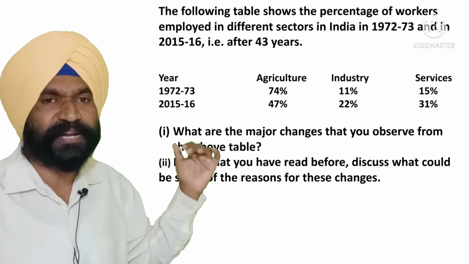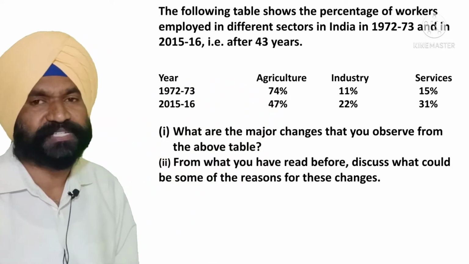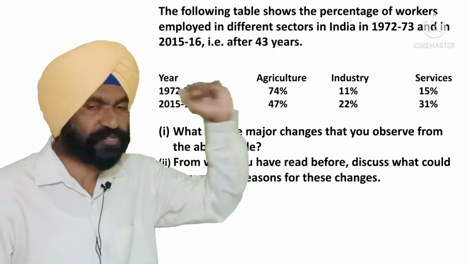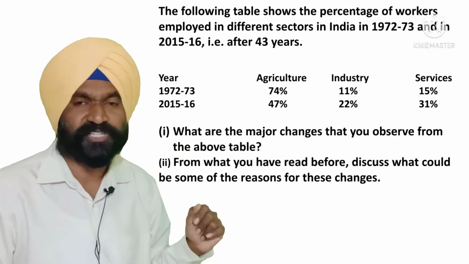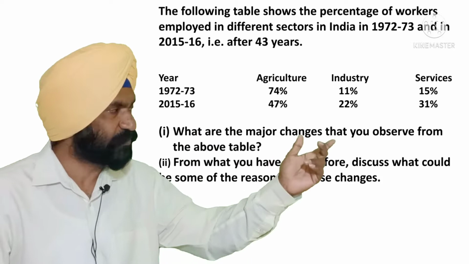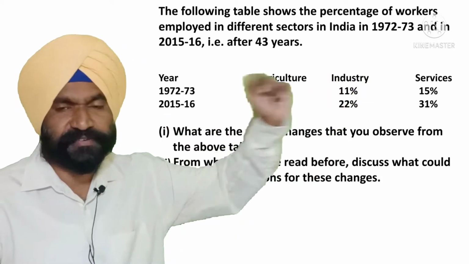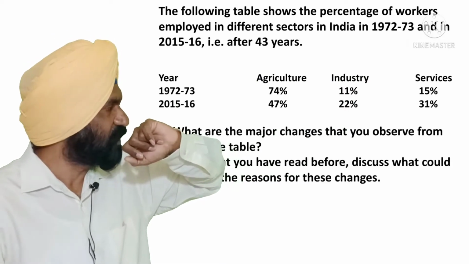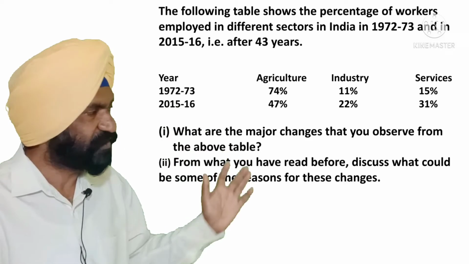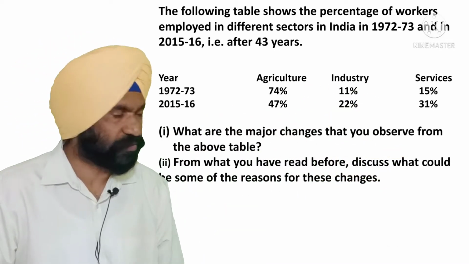And by the time it has come to 2015-16, the percentage has decreased to 47%. The industrial sector in 1972-73 was 11%. And by 2015-16, it has become 22%. The service sector in the year 1972-73 was 15%. By 2015-16, that is after 43 years, the service sector has become 31%.